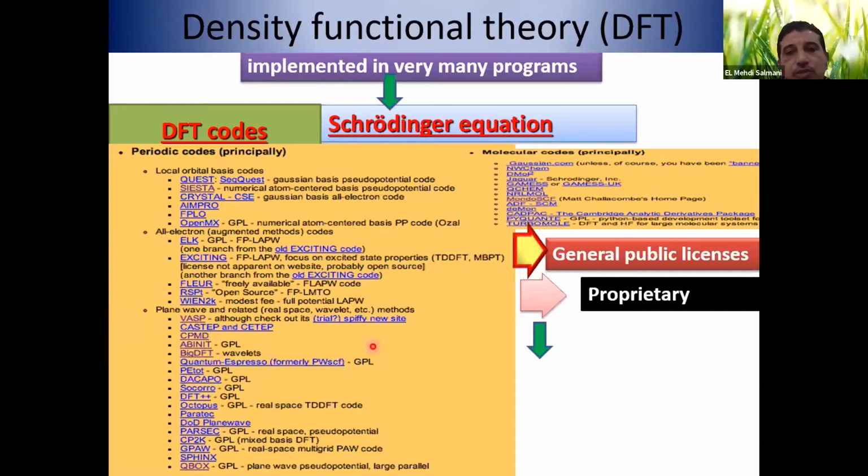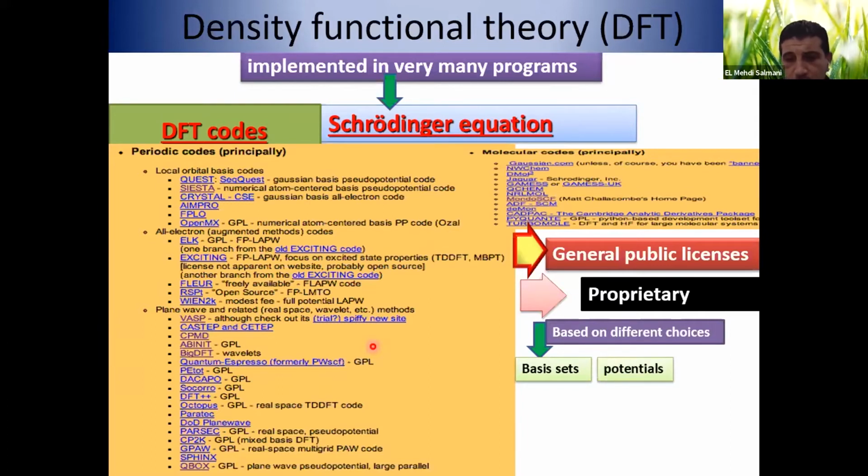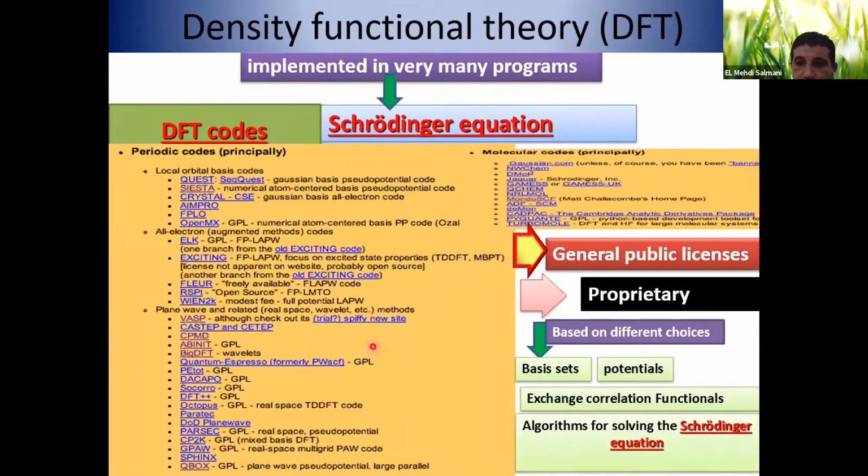So, how to choose these codes? The choice is based on different criteria. For example, we have the basis sets, the potentials. The choice can be based on exchange correlation functionals, but also on the algorithm for solving the Schrödinger equation. Today, we are going to talk about the KKR-CPA codes.